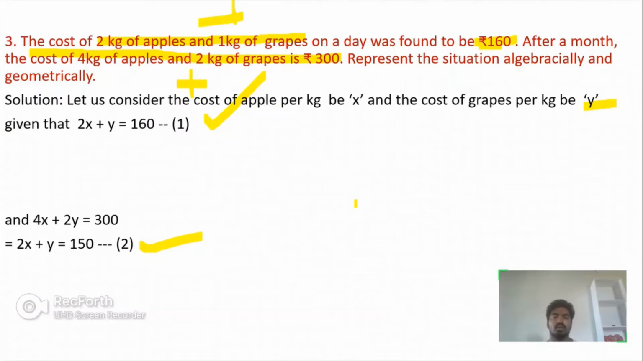So if I want to represent these two equations graphically or geometrically, then I want to find points for these two equations. A point is nothing but the coordinates of x and y. So to find the points, we have to convert the equation in terms of y. We know that 2x plus y equals 160. From this, y equals 160 minus 2x.